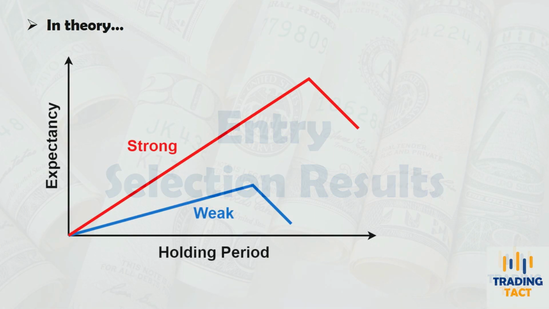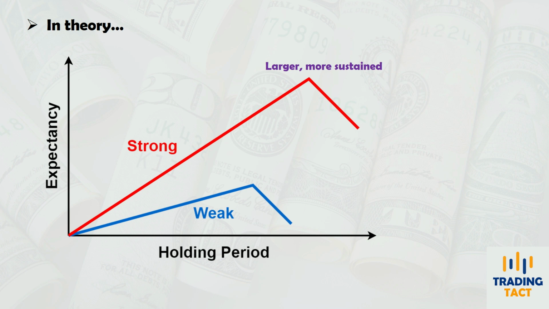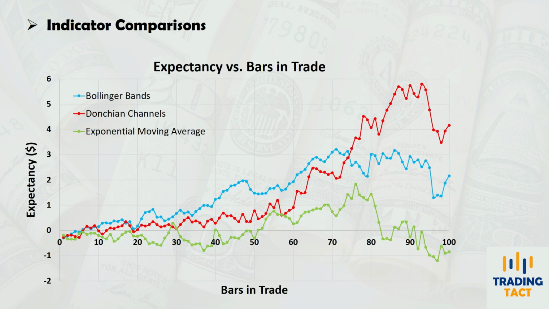In theory, stronger entries should contain a probabilistic edge that is larger and more sustained. Nonetheless, with how efficient markets are, any edge is usually transient, and all entries will lose their profitability over time. The entry comparison graph for an 80-bar look-back period is shown here. Personally, it comes as no surprise that the exponential moving average entry is the worst performer. Expectancies remain negative until after 50 bars in the trade.